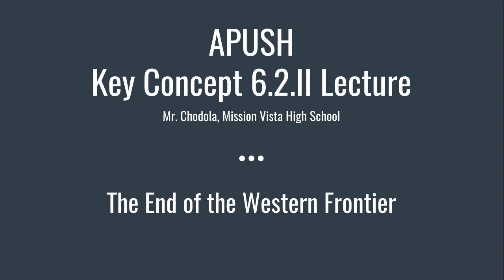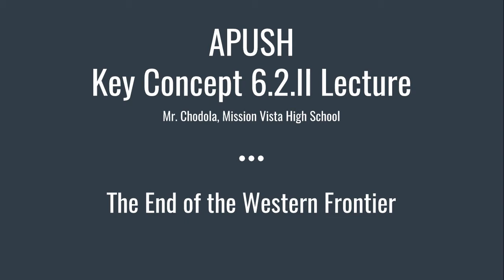Today we're going to have Key Concept 6.2.2, the end of the Western frontier. So what we're really dealing with here is almost the continuation of the story of Manifest Destiny. When we talked about this all the way back at the beginning of Period 5, we were talking about Western expansion and then the land conflicts that invariably occurred because of this expansion into land that was occupied by the Native Americans, but desired by both white settlers and the United States government.